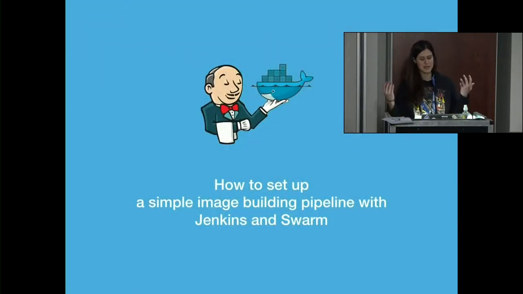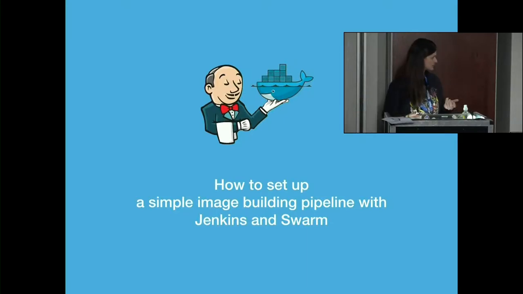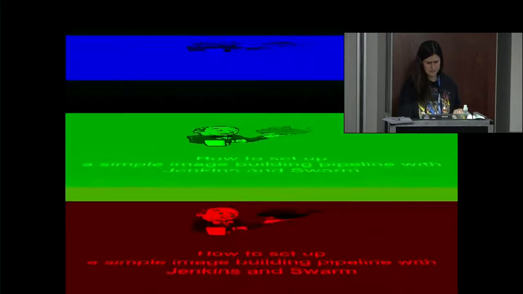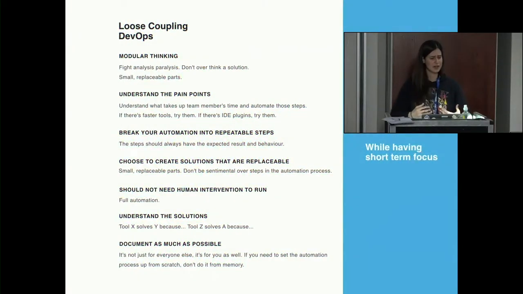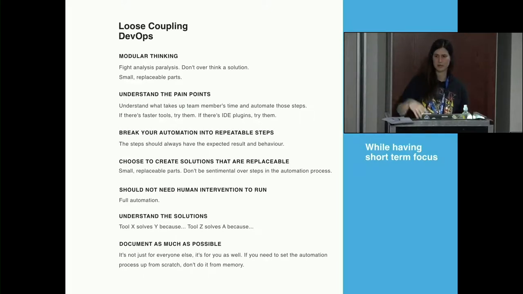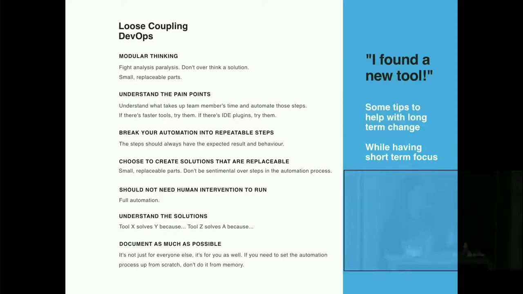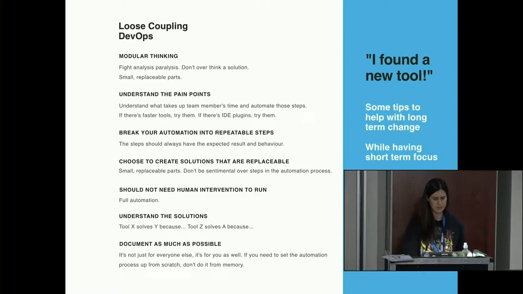Cool. So how do we set up the simple image building pipeline with Jenkins and Swarm? So I'm just going to talk you through my thinking. This is my learnings. These are the things I've picked up working with microservices, working with Docker, working with container orchestration. It's really important to think modular, think in small parts that will work together. Isolated parts with single responsibility, they should do a single thing really well. Understand the team's pain points as well.